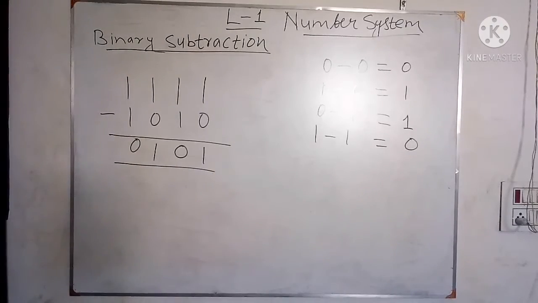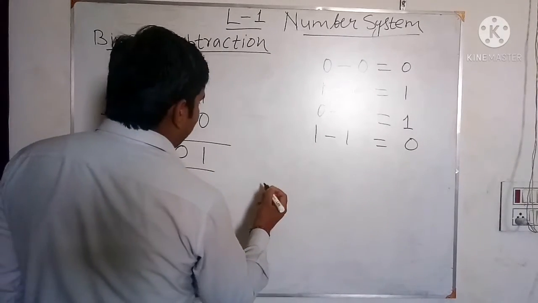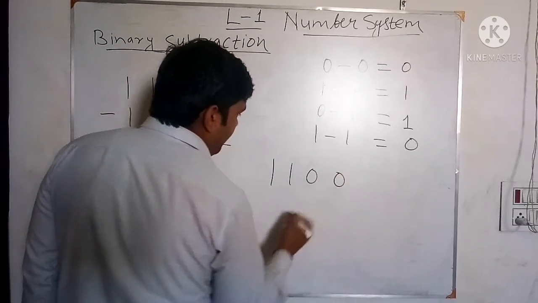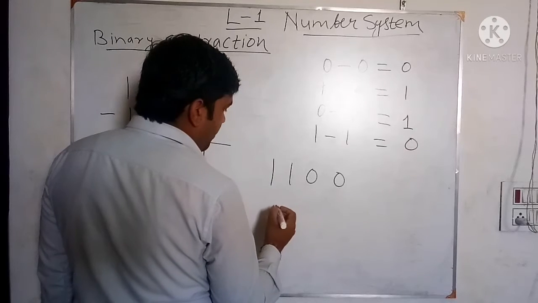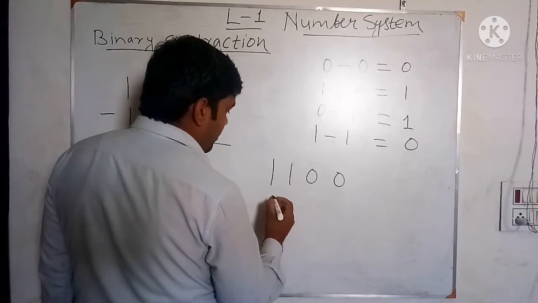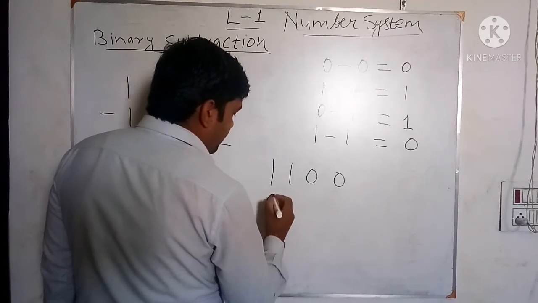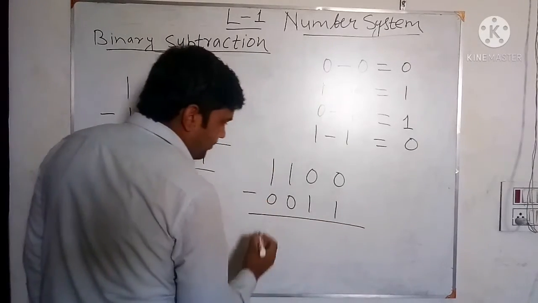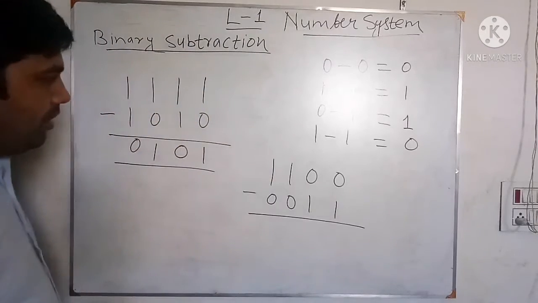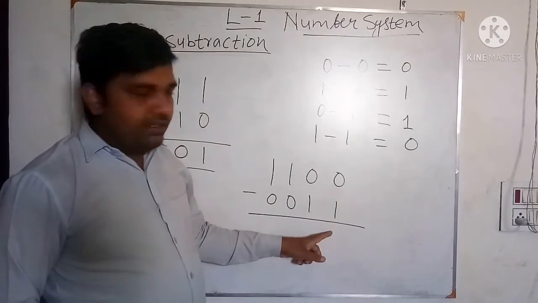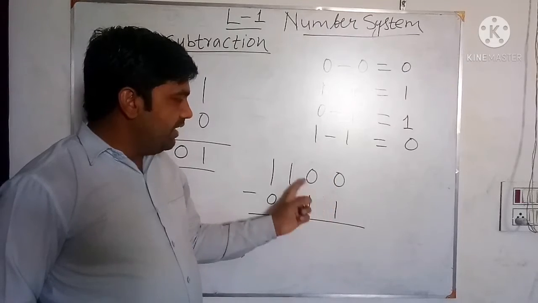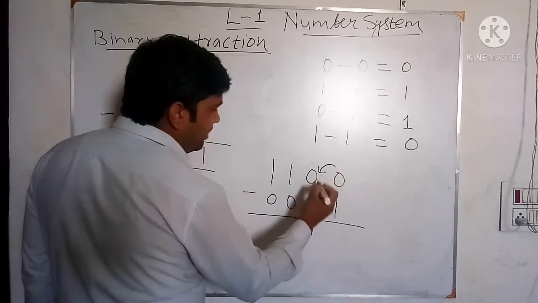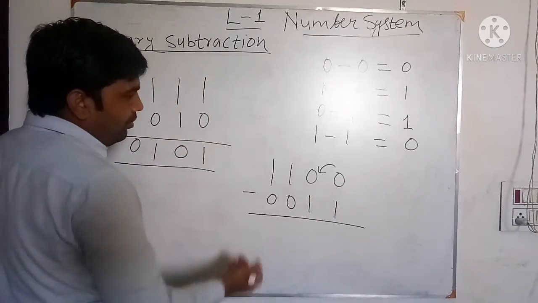Another example we take. Suppose 1100, from this we are going to subtract 0011. This binary number we are going to subtract. Now see, from 0, 1 cannot be subtracted. So to subtract 1 from 0 we have to take a borrow. We ask for a borrow from the next digit, but it doesn't have any. It is also 0, so it cannot lend.